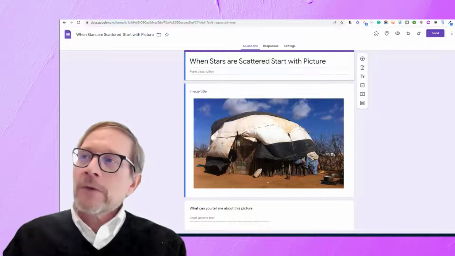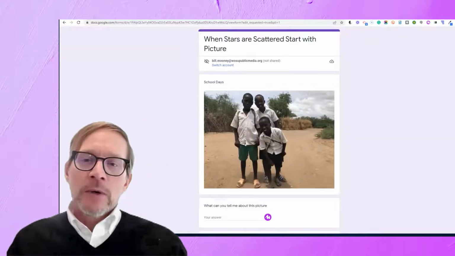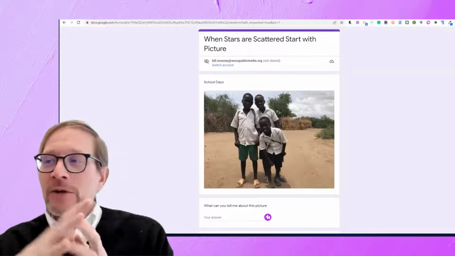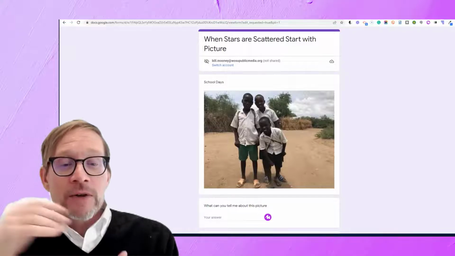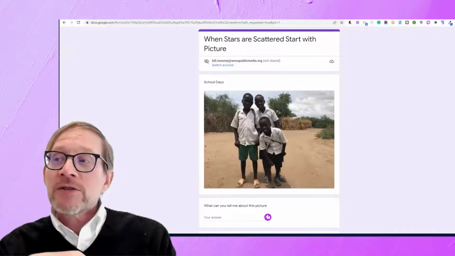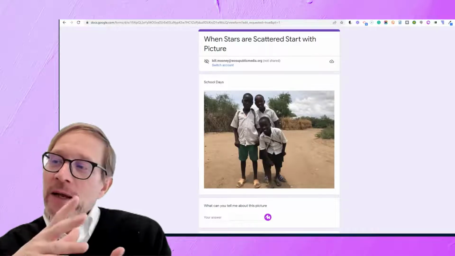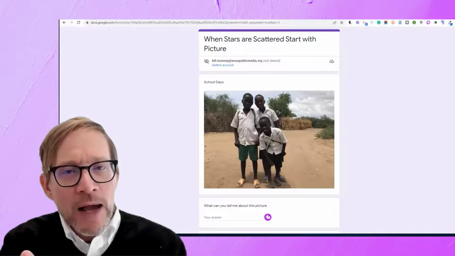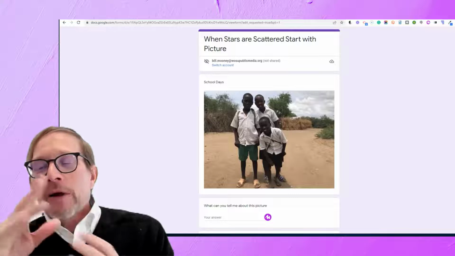That's one example. Here's just another quick example. So similarly, this is a picture of some boys going to school in that refugee camp, and they're about the age of the kids in the story. So I could pull this picture out and just say, again, what can you tell me about this picture? What questions do you have about this picture? Again, we want to pull out all kinds of things.